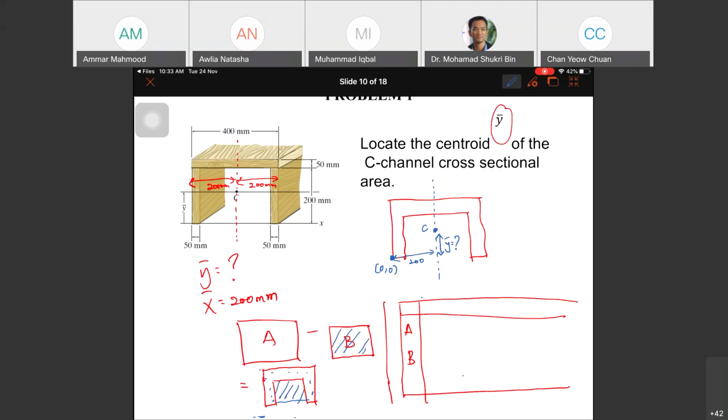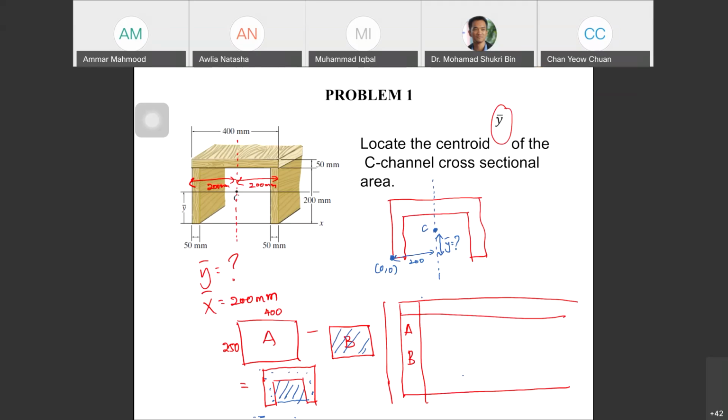So for the A, the dimension is 250 and this is 400. For B is 200 and then here is 300. Why 300? You have 400, you minus 50, you are left with the hollow part. The hollow part is here. B is the hollow part. A is the whole thing.